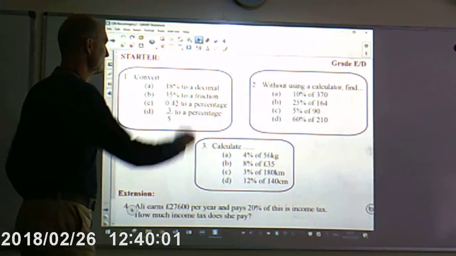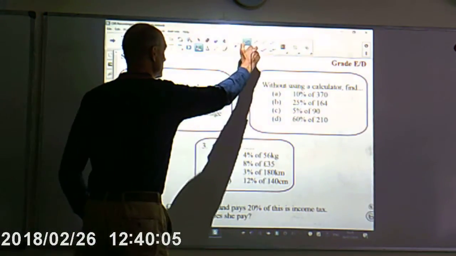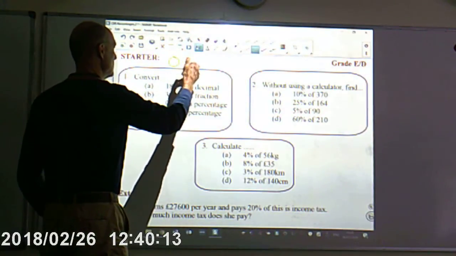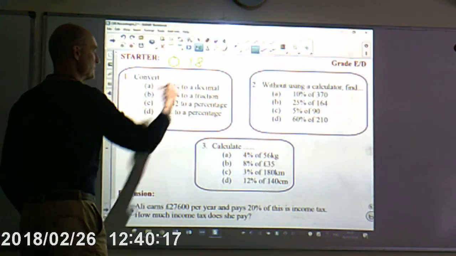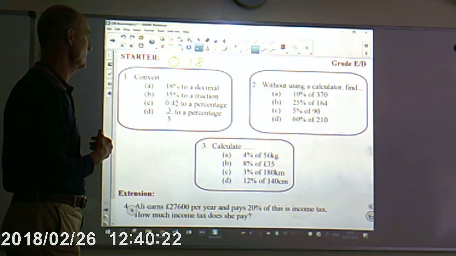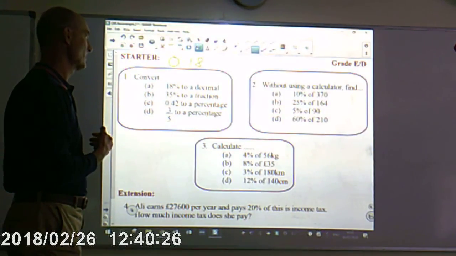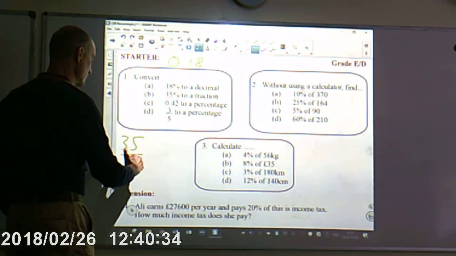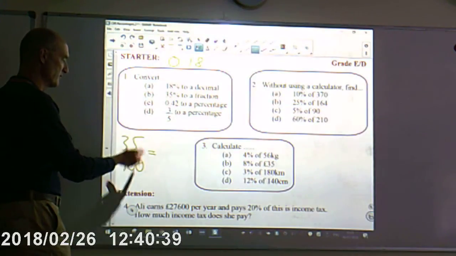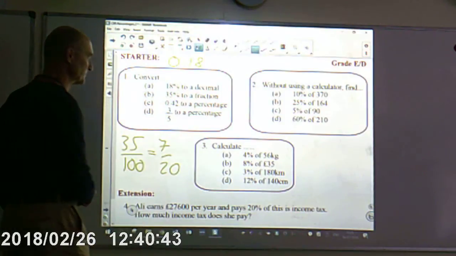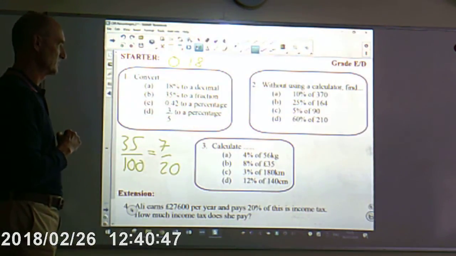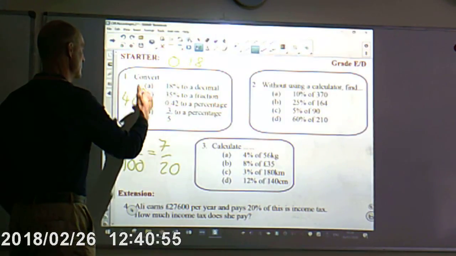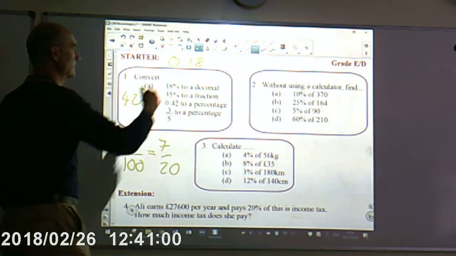Okay, 18% to a decimal. The first section, 18% as a decimal, is 18 hundredths, so it is 0.18. Tenths, hundredths: two digits past the decimal point, so 0.18. 35% as a fraction is 35 hundredths. Simplify that: 5 goes into the 35 and the 100, so 7 over 20. 0.42 as a percentage is 42 hundredths, so 42%. And then finally, 3/5 as a percentage.